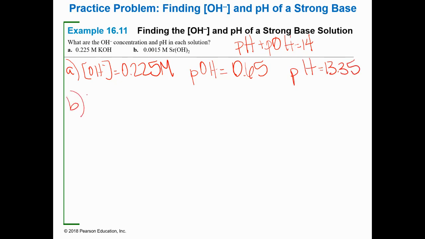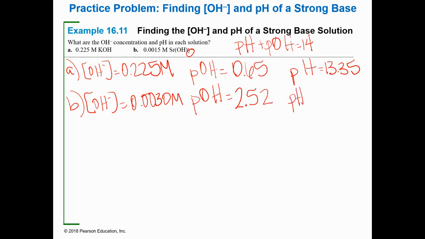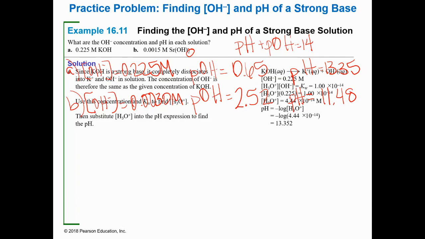And then B, however, the OH is twice the amount of the original, and that's because of the subscript. So I've got 0.003 molar. So our pOH is not 8, sorry, 2.52. So our pH, 11.48. So it's not that bad if you go that direction. It's easier to go this way than to go through hydronium.